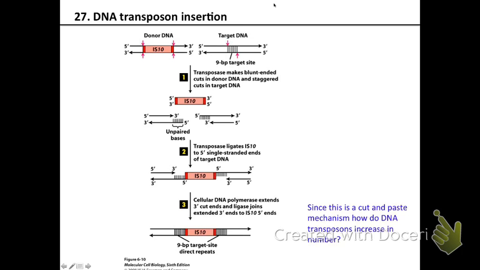Since this is a cut and paste mechanism, that is, you're basically moving the original donor DNA into a new location, how does the DNA transposon number increase in copy? Okay, so here is an interesting question to think about, and the answer to this question is in your textbook. So what I'd like you to do is, when you go home, look at your textbook and read about how this might happen. Okay.